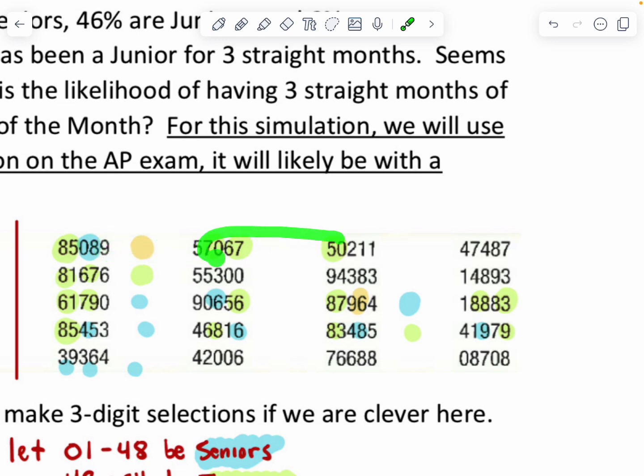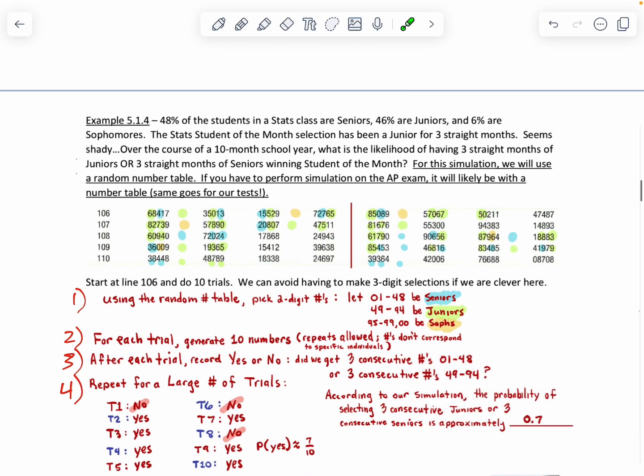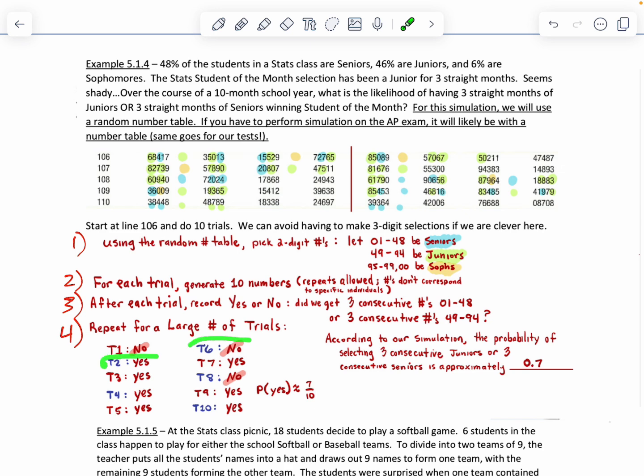But look, the next 3 numbers in a row represent juniors. Ding, ding, ding! We have 3 juniors in a row. I am going to put yes right here. Yes, I got 3 juniors in a row. They're right there. And you'll notice that I didn't keep highlighting because I already answered the question.